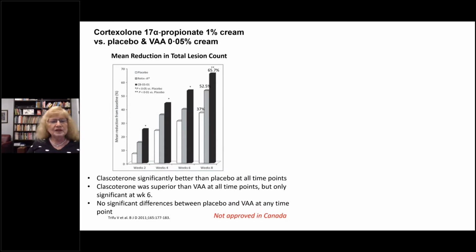This is just showing you a study where there was a 65% reduction in total lesion count, but the gray with the black, which is the Clascoterone. But if you look at vitamin A acid, which is the gray line bar, you can see here that it was better than vitamin A acid at all time points, although it was only statistically significant at week 6. However, when you compared vitamin A acid to placebo, at any time point, even though numerically vitamin A acid was superior, statistically it was not.